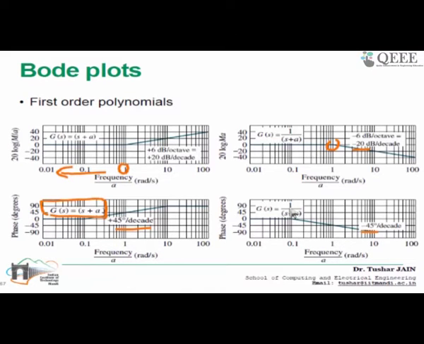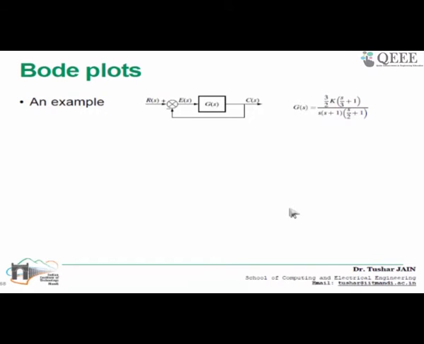We will see how we can use these separate functions or separate analyses for our more complex transfer function. So let's say we have this example here where g of s is given by this, where it has 3 poles located at 0, -1 and -2. I have a zero which is located at -3. So we need to draw the Bode plot.